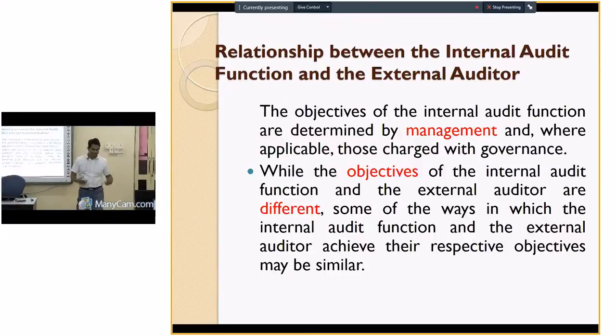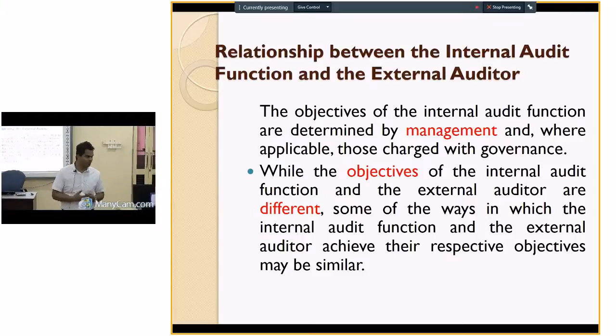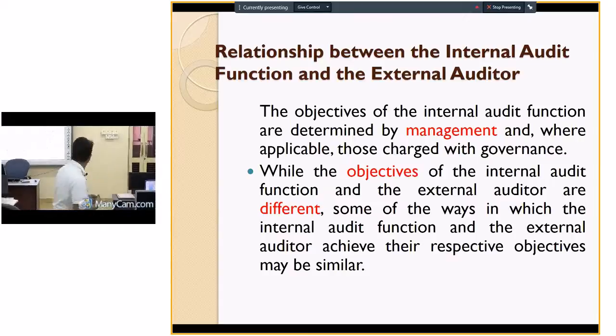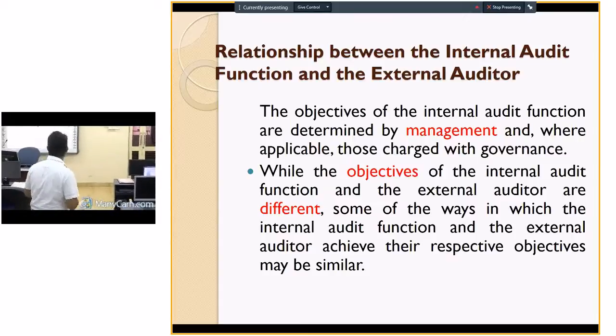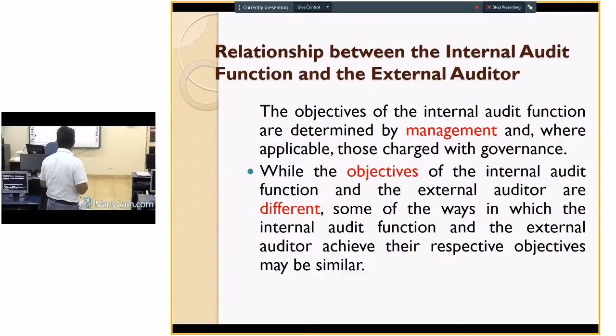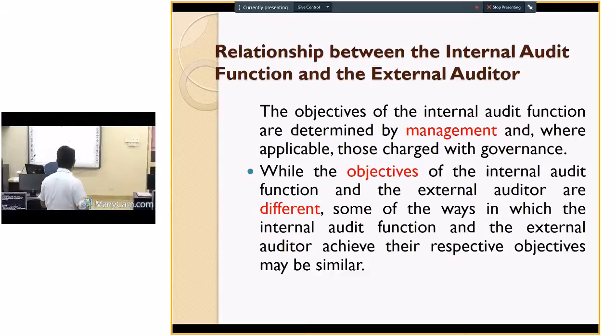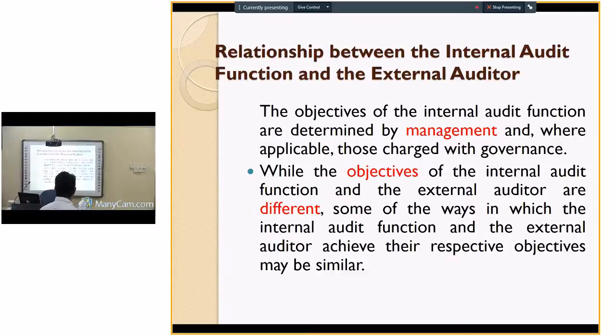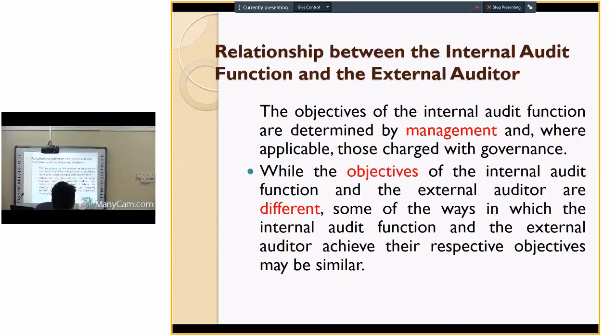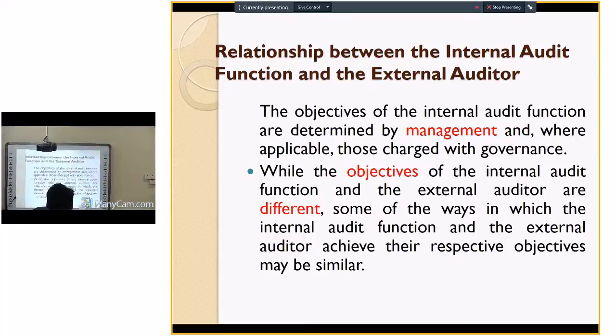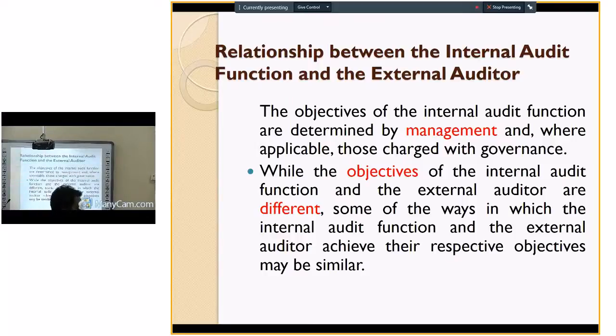The relationship between, as we discussed, the internal auditor's work and the external auditor's work. It talks about the objectives of the internal audit function being determined by management, or those charged with governance, while the objectives of the internal audit function and the external auditors are different. Some of the ways in which the internal audit function and external audit achieve their respective objectives may be similar. What is that? That is about the internal controls. Right?